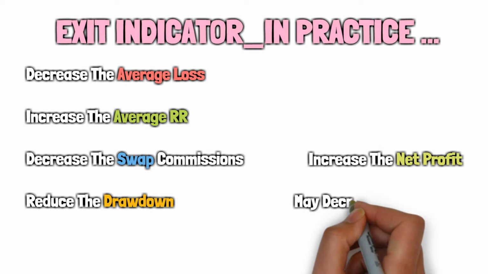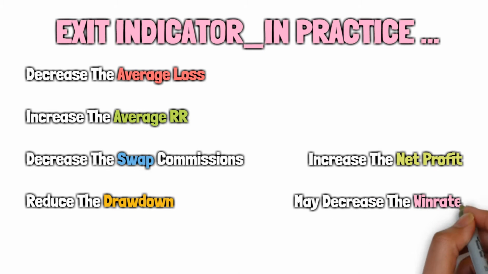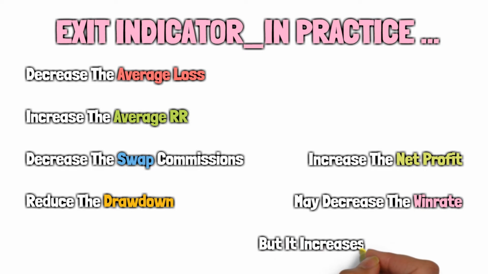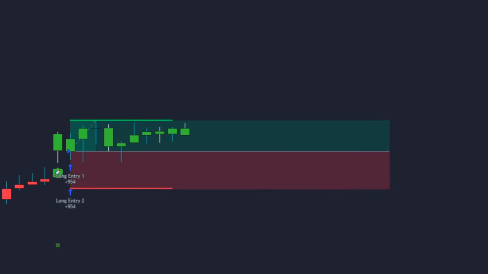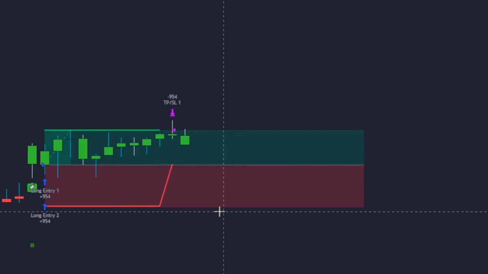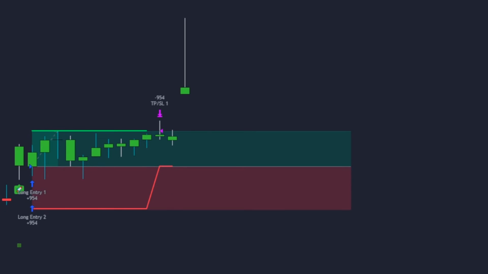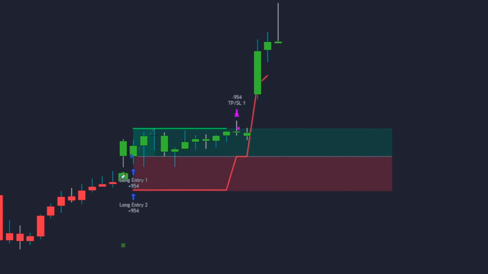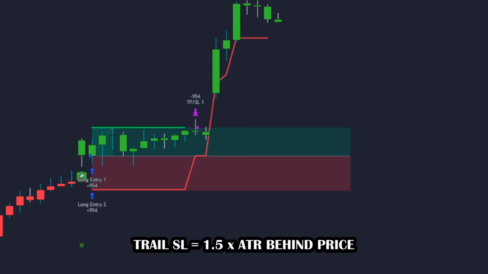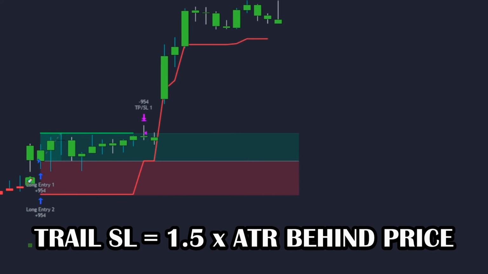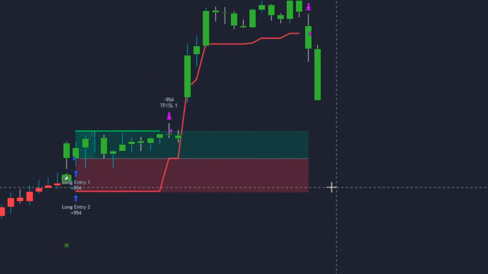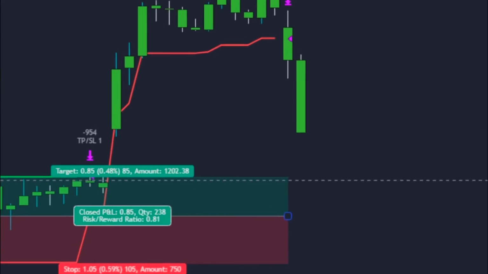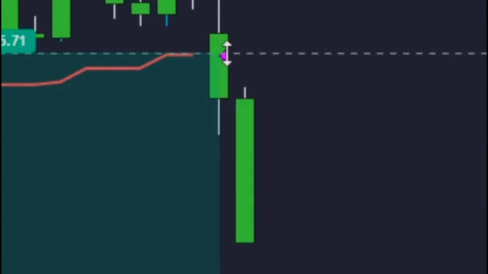We may see a slight decrease in the win rate of our strategy, but that won't be a problem because its efficiency will increase. In addition to these new criteria, I will also use a trailing stop loss after the take profit 1 is reached. This trailing stop loss will always be 1.5 times the ATR pip value behind the price, in order to protect our trades in case of a sudden price crash.